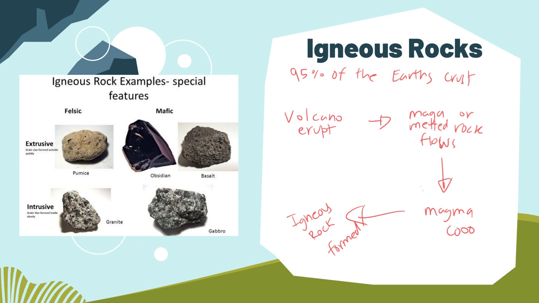And some examples, and we are going to be exploring a little bit later, include things like obsidian, which is this nice purple rock, pumice, which is this nice little rock with the holes, and even granite. If you have granite countertops, that's technically an example of an igneous rock. And there are lots of other examples.